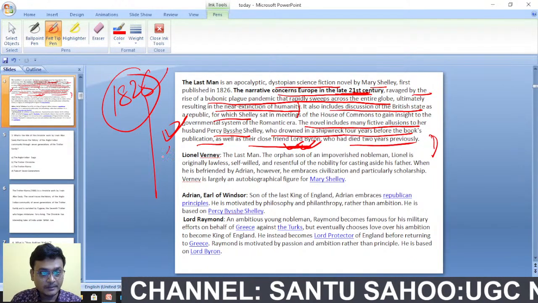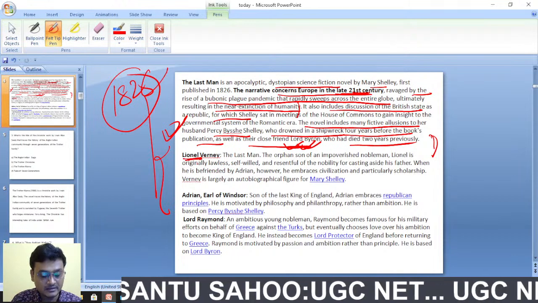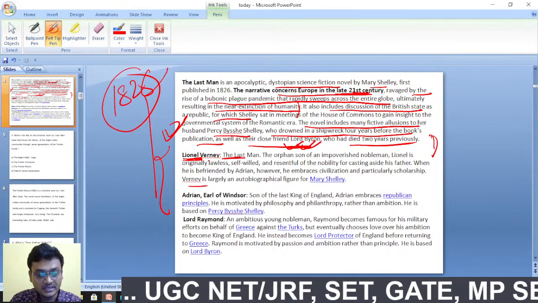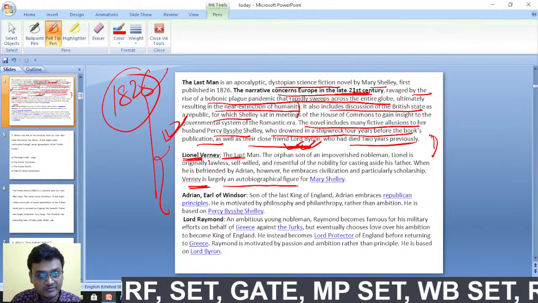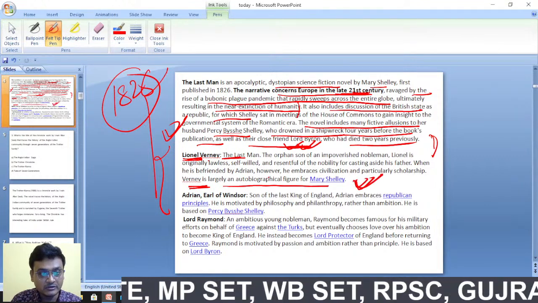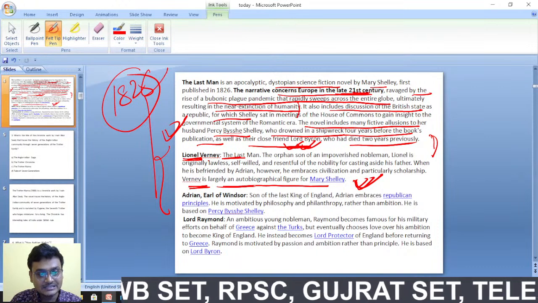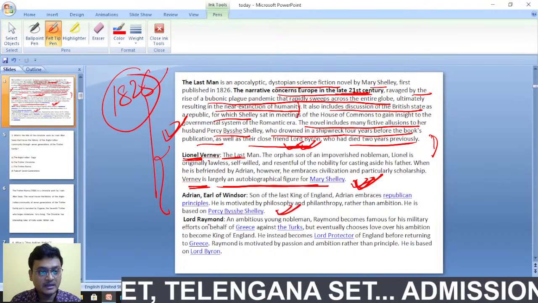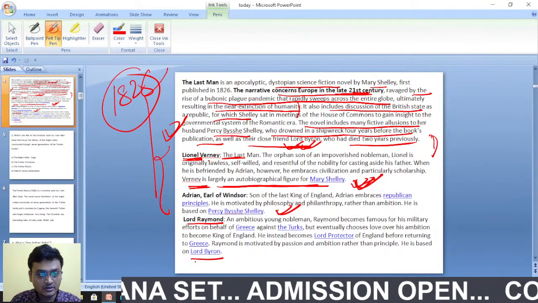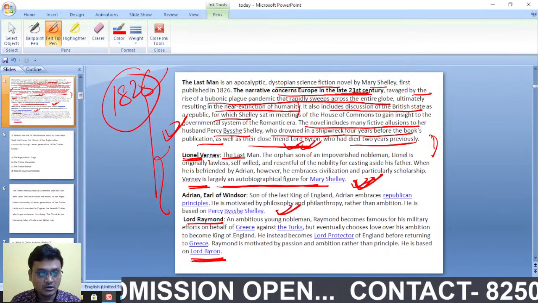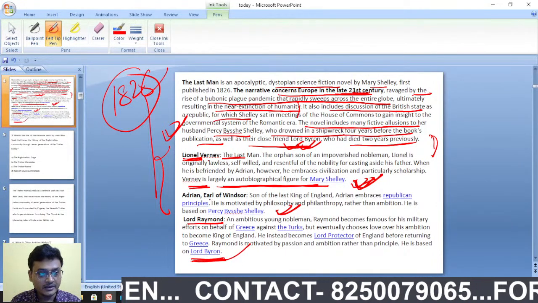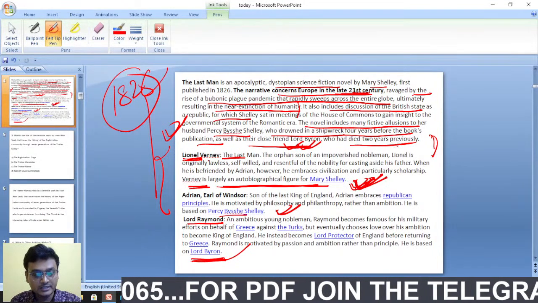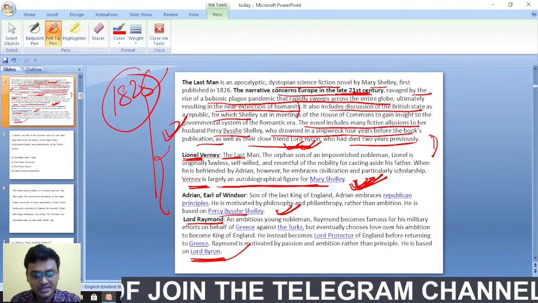And here you see the main character, the last man, is Lionel Verne. Lionel Verne is largely an autobiographical figure for Mary Shelley. And Adrian, Earl of Windsor, is actually P.B. Shelley, and Lord Raymond is Lord Byron. Lord Raymond, Lord Byron; Adrian, P.B. Shelley; Lionel Verne, Mary Shelley. Okay, got it? Dystopian apocalyptic novel, 21st century.